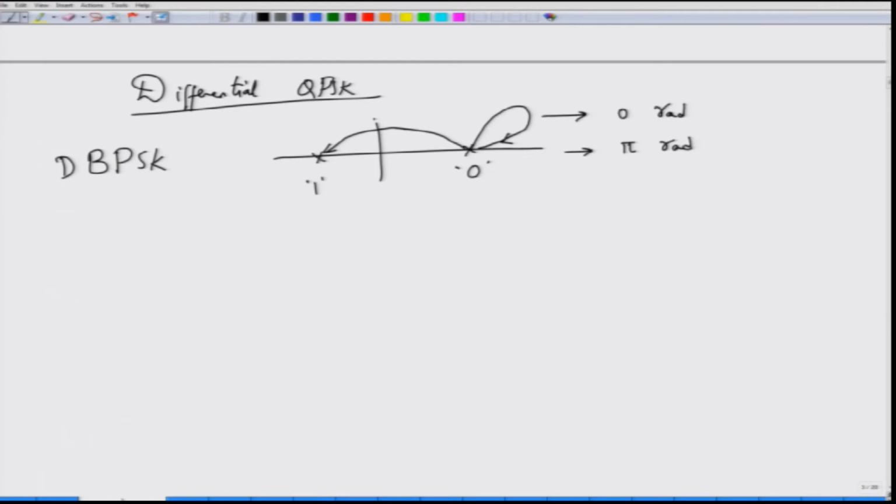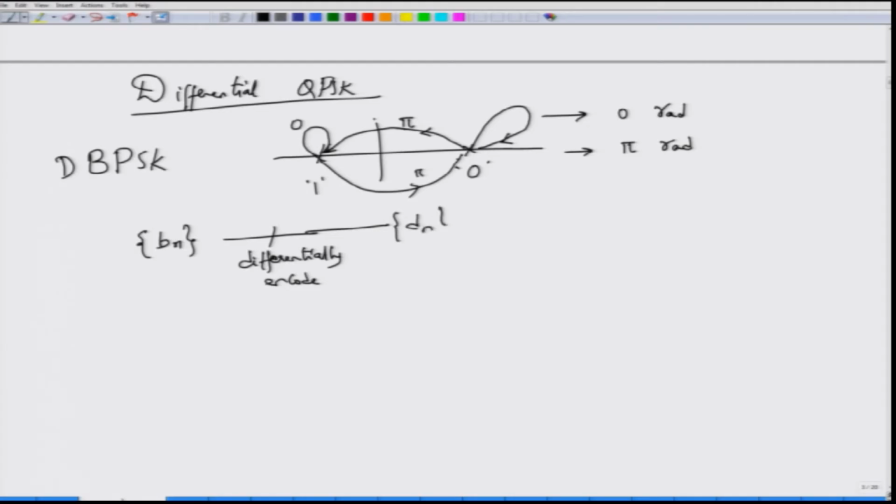If my present bit is 1 and the next bit is 1, then I am in the same phase situation, so I represent this one by a 0 phase. I represent this transition by pi. Similarly, I represent this transition by pi. In order to implement a DBPSK modulation, you simply use the same BPSK modulator, except that instead of sending the straight bit sequence, you differentially encode it to generate the differentially encoded sequence.